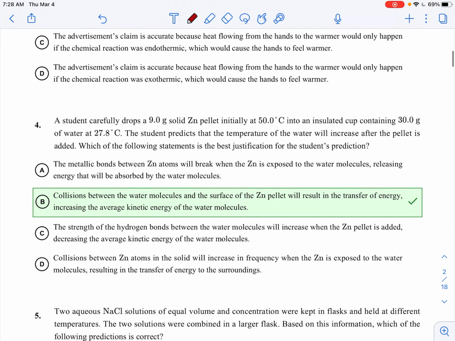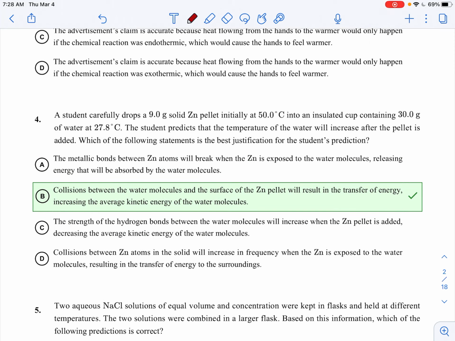Now, number 4, it says a student carefully drops 9 grams of zinc pellet initially at 50 degrees Celsius into an insulated cup containing 30 grams of water at 27.8 degrees Celsius. The student predicts that the temperature of the water will increase after the pellet is added. Which of the following statements is the best justification for the student's prediction? So he predicts that I put zinc at 50 degrees Celsius into water at 27.8 degrees Celsius, and the temperature of the water will increase.